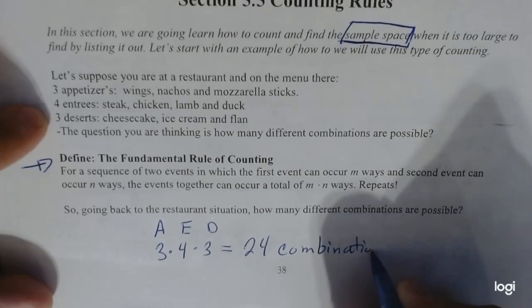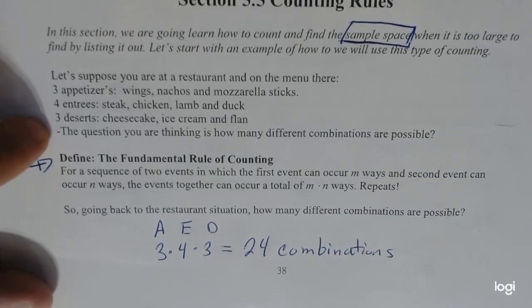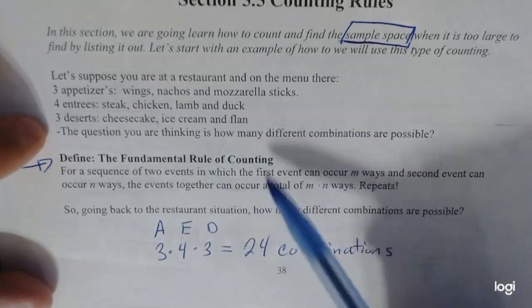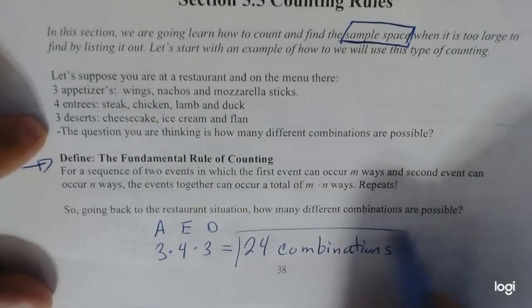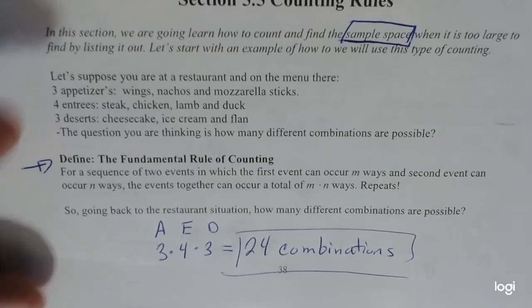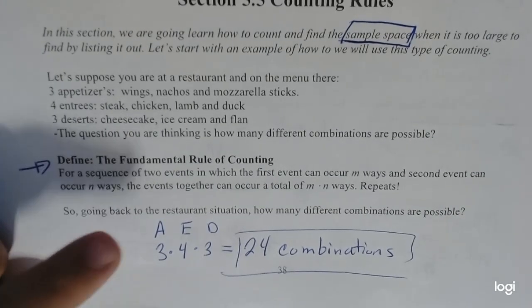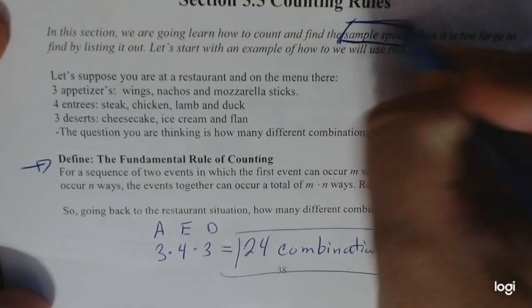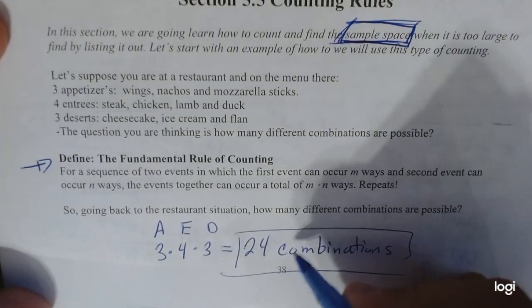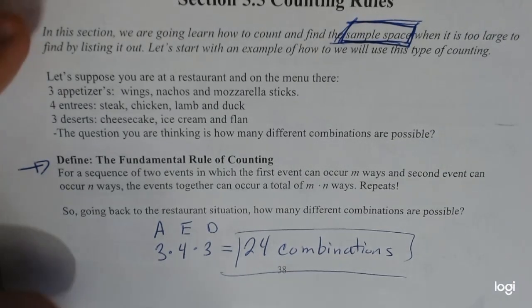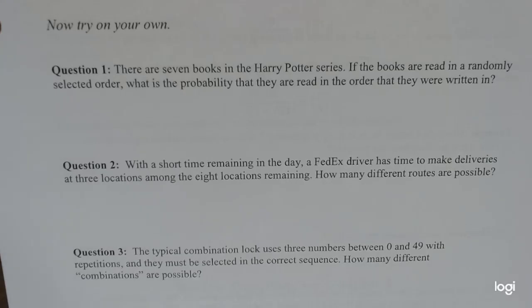That means if I literally made a list of all of these, like wings, chicken, and ice cream, that's 1, wings, lamb, and flan, and went all the way out, you would get a total of 24 combinations. Notice this makes it much easier. Instead of listing them, we get an exact equation based on that information. Remember, this whole part is just finding the sample space. When we want to find the probability, this number is going to be on the bottom. This is the sample space we're going to be using. Let's do a couple more examples so you can see how this works.